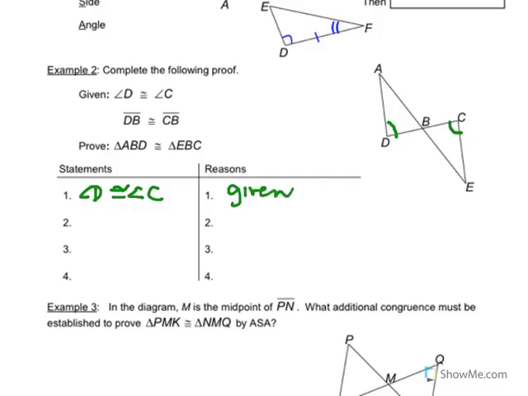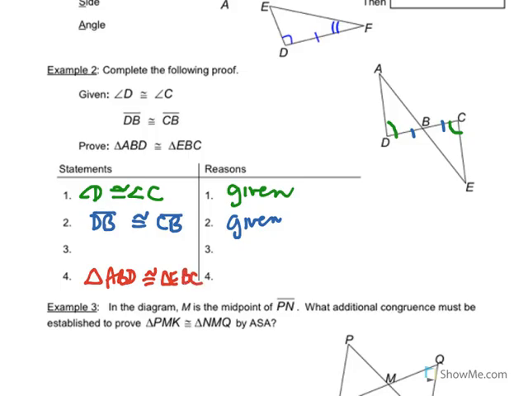Given. And we can say that DB is congruent with CB, given. So we're going to mark that on our diagram. And we want to prove that triangle ABD is congruent with triangle EBC. So I'm going to stop right there, see if you can fill in the last 3 parts.